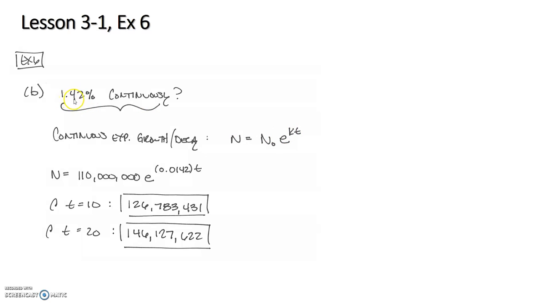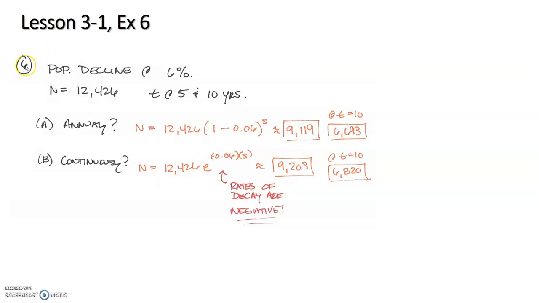Because it's 1.42% continuously, that is our k rate. Well, technically the k would be in decimal form, 0.0142, and we're going to multiply that rate times t. This allows us to explore the exponential side of this growth. And you can see, it's not a lot different. We're at 126.7 and 146.1 million, respectively, with 10 and 20 years. All right, so you can go ahead and pause the video and try the guided practice number 6.